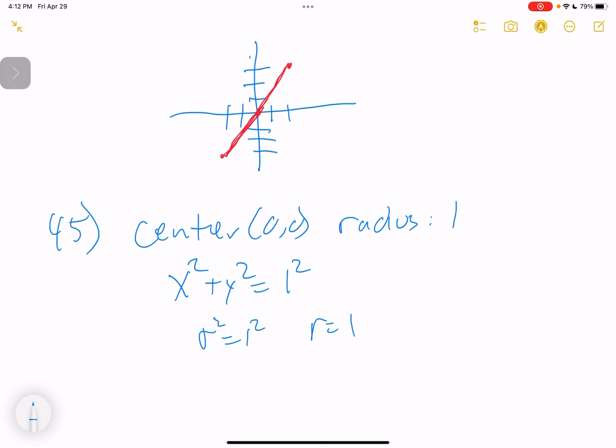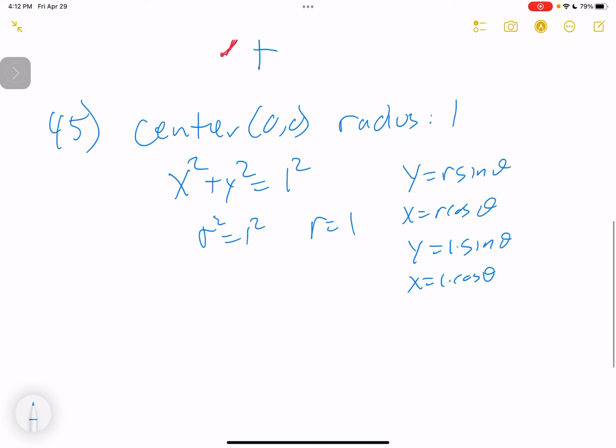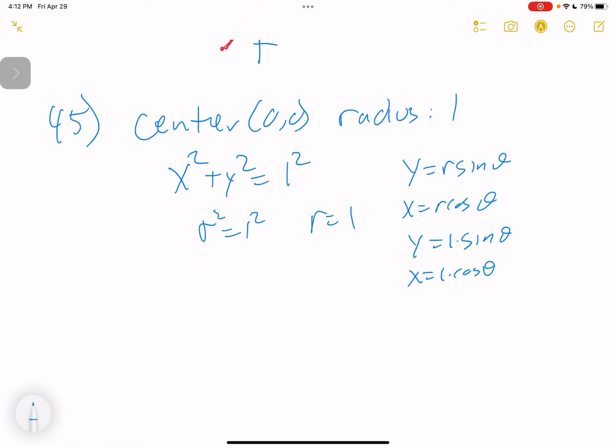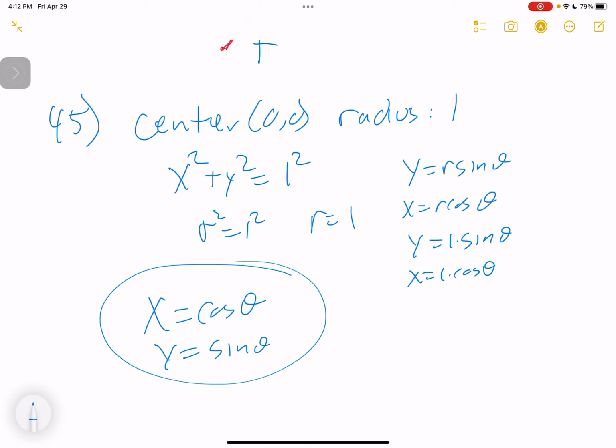So if we think about the parametric equations, y equals r sine theta, and x equals r cosine theta. So y would be 1 times sine theta, and x would be 1 times cosine theta. It still has the property that 1 times cosine theta squared plus 1 times sine theta squared just gives us 1. So our equations are simply, this is a little anticlimactic, x equals cosine theta and y equals sine theta. That's what we're after. So hope that helps.